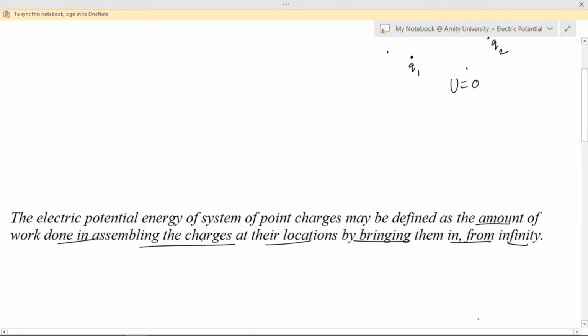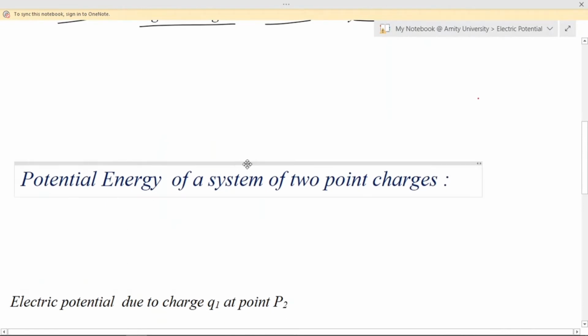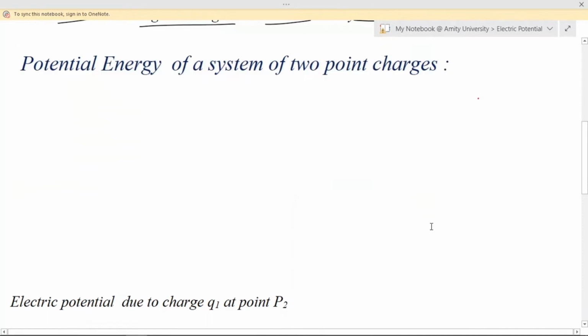Now let us find the expression for this electric potential energy, that is, the electric potential energy of a system of 2 point charges. So for this, suppose I consider the system of two charges, again Q1 and Q2, which are at a separation of, let's say, R12 from each other. To arrange them in this configuration, we have to do work, and we calculate that work done, and then that work done will be equal to the potential energy of this system of two charges.